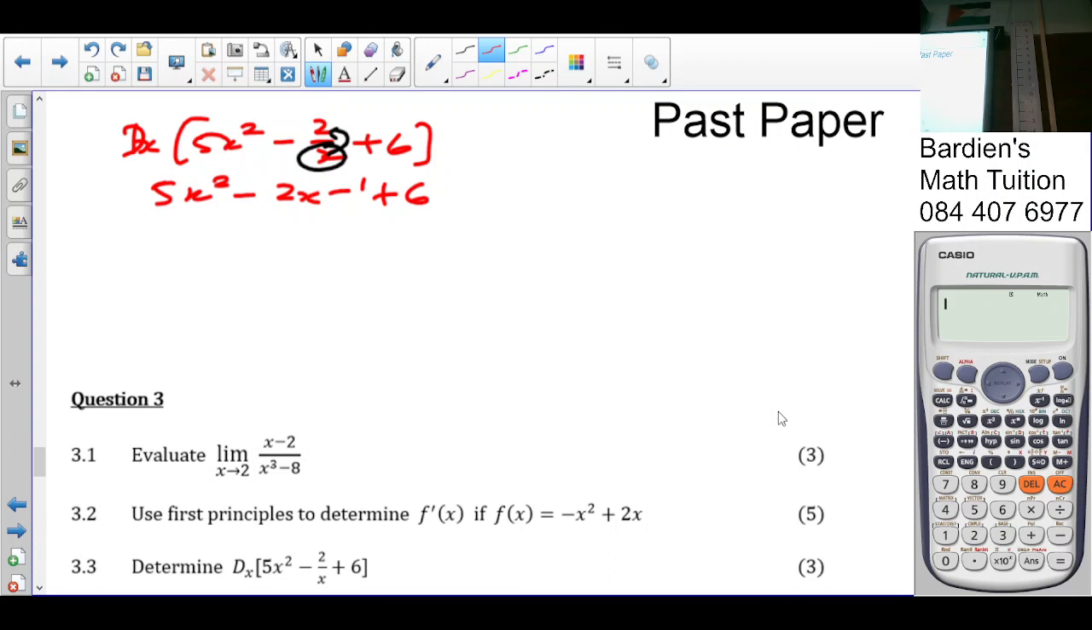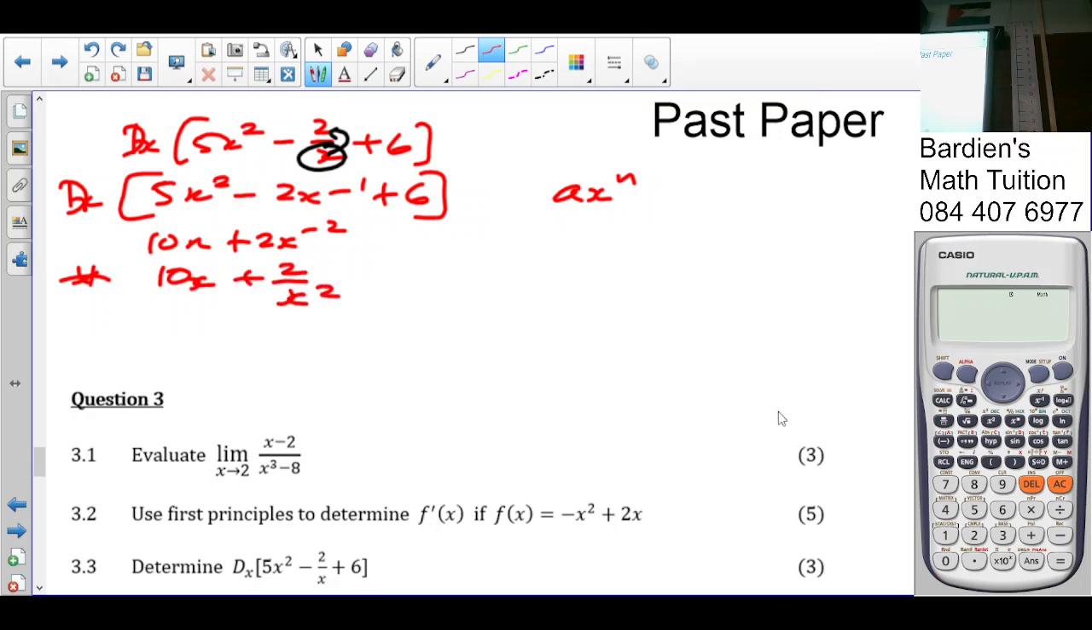Can I apply my derivative as it stands here? Yes. Why? Because it's in the form of ax to the exponent n. So apply the derivative, it then gives us 10x plus 2x to the minus 2, and the derivative of a constant is 0. The question did not say with positive exponents, but I know many of you like writing it with positive exponents. So 10x plus 2 over x squared. Remember that negative only applies to the x. Okay.